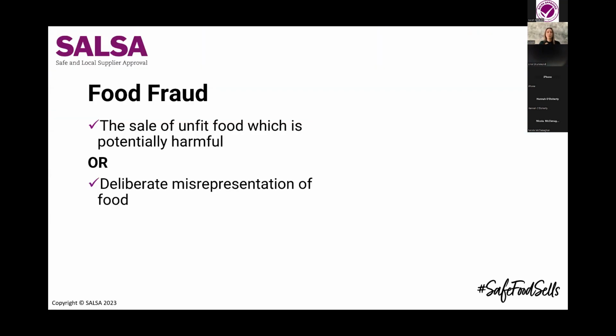So we're now going to talk about food fraud as well. Food fraud then is the sale of unfit food, which is potentially harmful. So it could be that you're selling food after its use by date, packing and selling meat with an unknown origin, or it could be a deliberate misrepresentation of food. Products that are substituted with a cheaper alternative could be farmed salmon sold as wild salmon, basmati rice which is adulterated with cheaper varieties, or making false statements about the sources of your ingredients.